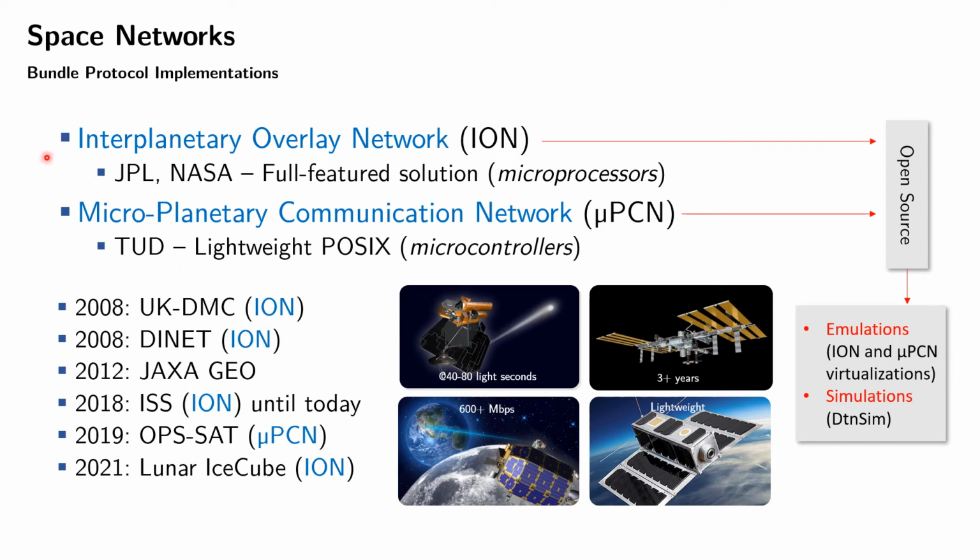There are several DTN implementations, and two of them are highlighted for space applications. Namely, the Interplanetary Overlay Network, or ION, is likely the first and the most popular one, developed by JPL. It is quite a full-featured solution, in that it assumes you will run it on a reasonably capable microprocessor for space. This is in contrast with the Microplanetary Communication Network, or MicroPCN, developed by the Technical University of Dresden. It offers a lightweight expression of DTN, much less featured, but much more streamlined for running on smaller microcontrollers.